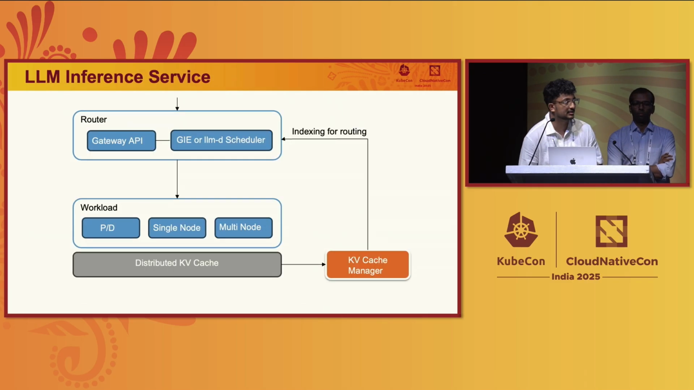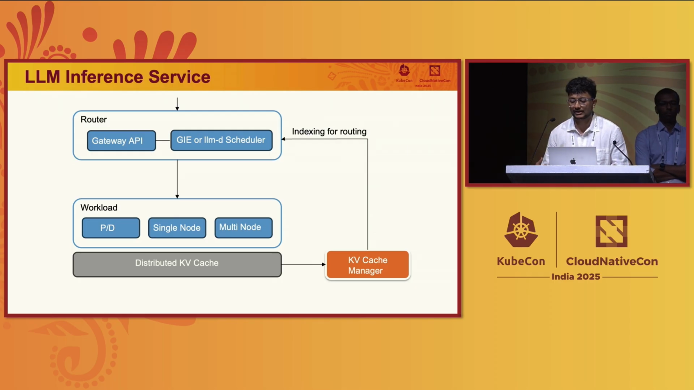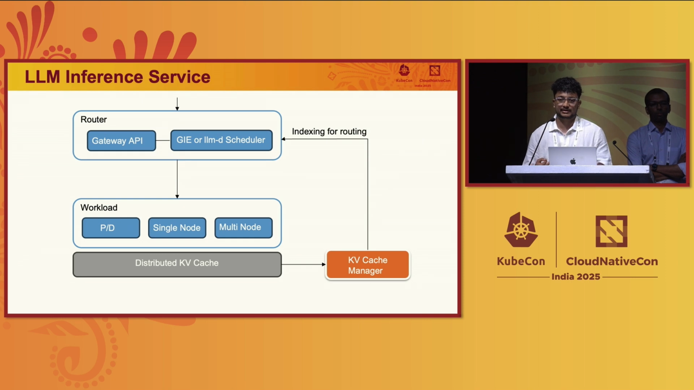So this is the new proposal for the CRD, which is the LLM inference service. Here, there are 3 layers, which are the router, workload, and the KV cache manager layer. The router layer is the ingress layer. It is supported by the Gateway API. So there are multiple providers which implement this.